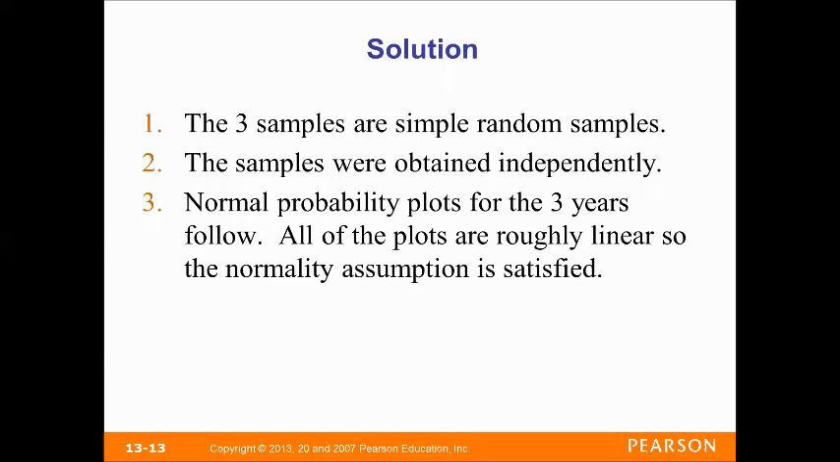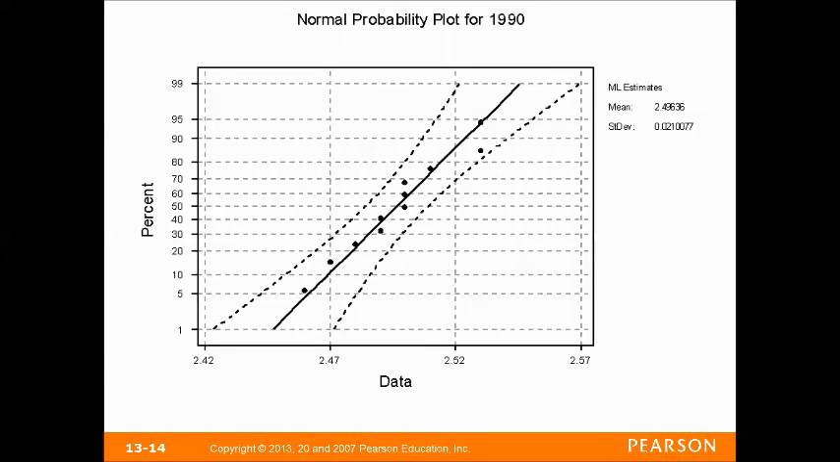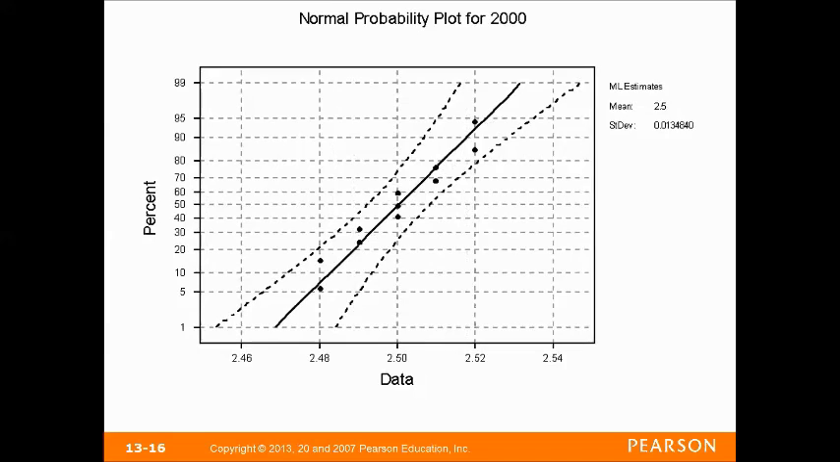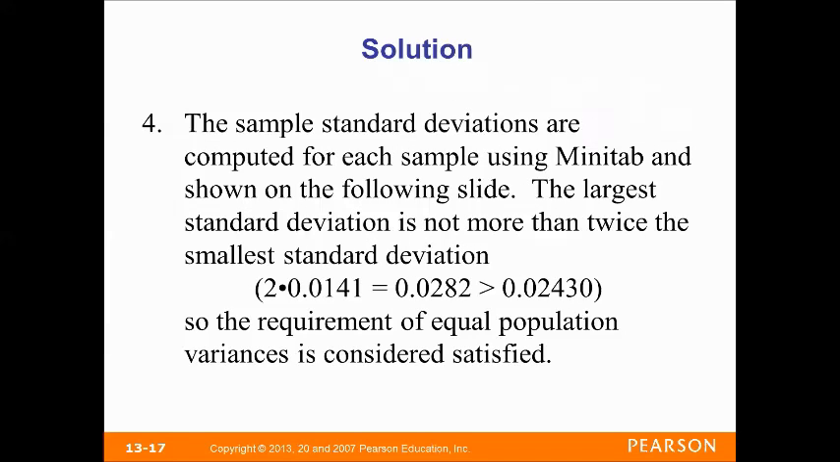You can do a normal probability plot to make sure that they're roughly normal, and that's pictures that look like this. Again, for our class, we're going to assume that we've already checked this and that the normality is satisfied. You can calculate the standard deviation for each one and verify that twice the smallest is greater than the largest standard deviation.